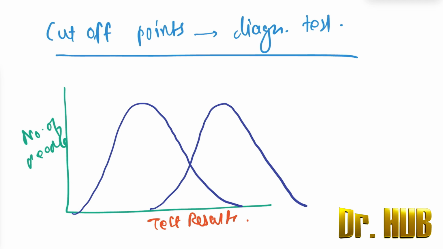The graph on the left is nothing but the TN, that is a true negative, where the disease is absent. And this will be the TP, that is a true positive, where the disease will be present. If you look at the intersection, on the left it is going to be FN, that is false negative, and on the right it's going to be FP, that is false positive.